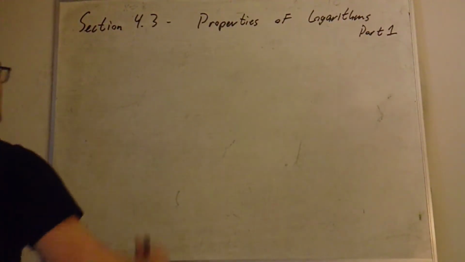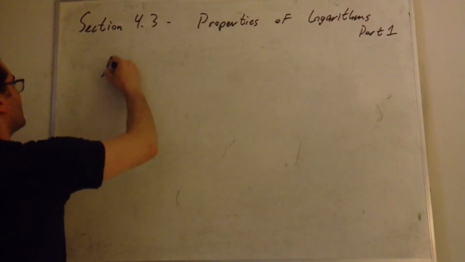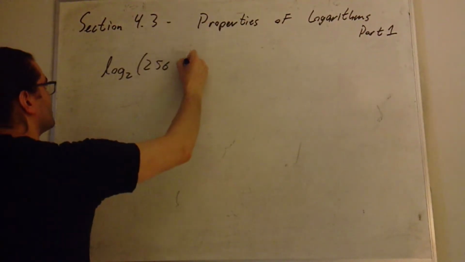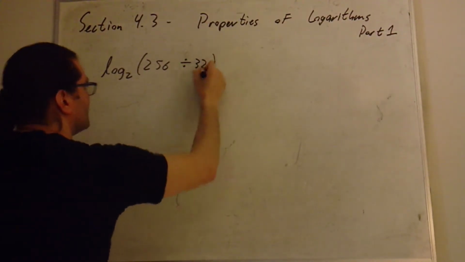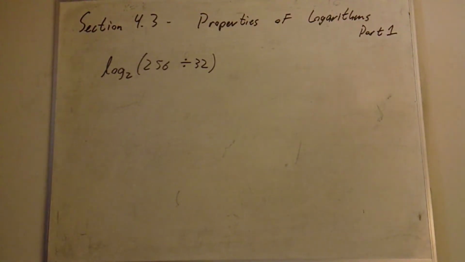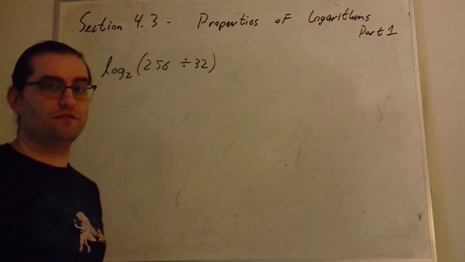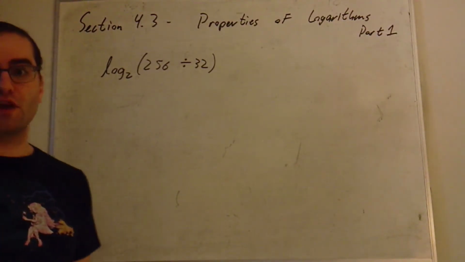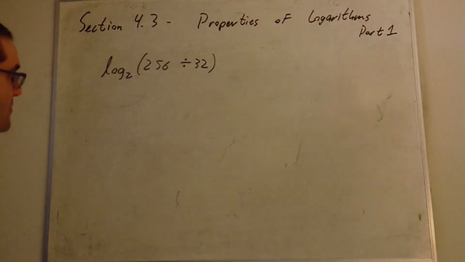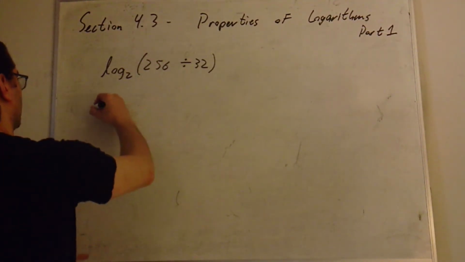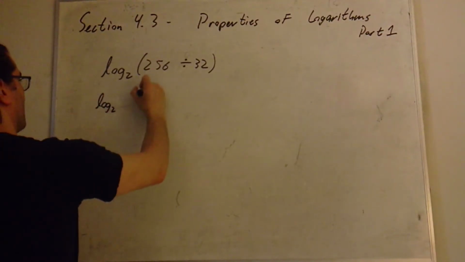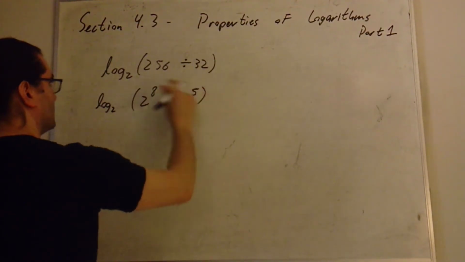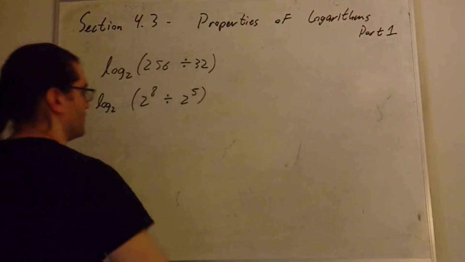Alright, second one we'll talk about, let's do something like log base 2 of 256 divided by 32. Again, I don't know offhand what 256 divided by 32 is. That's just not something I can do in my head. It's not something I want to do by hand. I'm going to start this one the same way I started the other one. I'm going to transform both of these things into powers of 2. 256 is 2 to the 8th, 32 is 2 to the 5th.